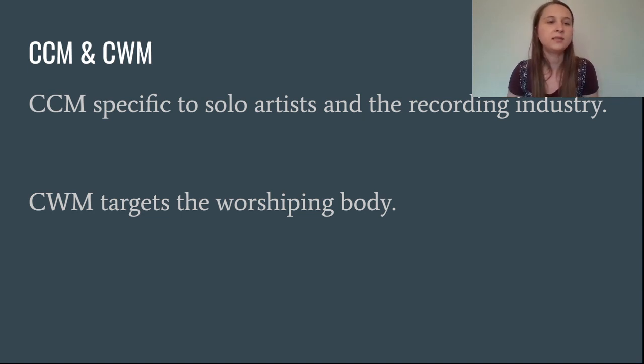So CCM and CWM are a little bit different. Contemporary Christian music is really more specific to the solo and recording industry, whereas Christian worship music targets, I don't like the word target, shouldn't use that word, but it is meant to be sung by the worshiping body, by the congregation. So listen to this first example and tell me whether it's CWM or CCM.